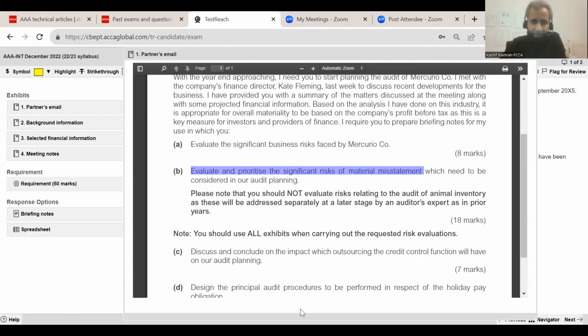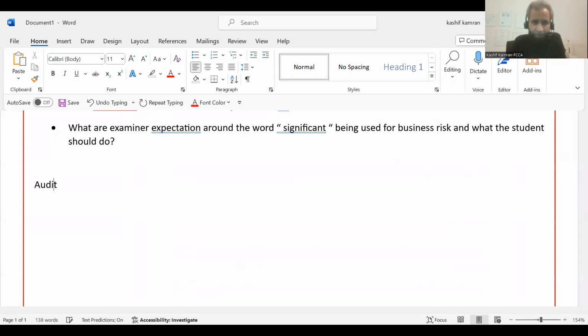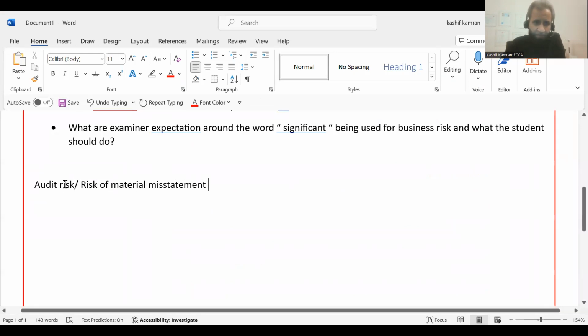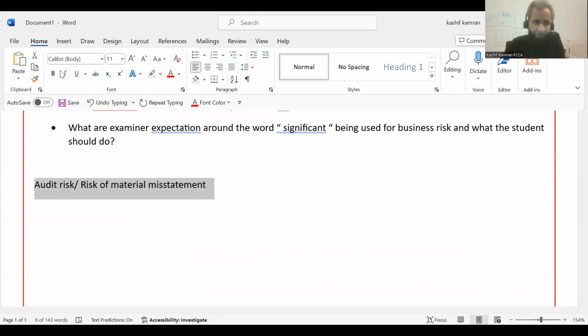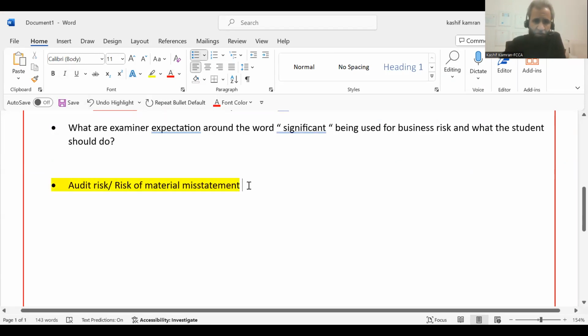So Control C, and we take this to the Word file back again. And this is the third change we're looking for, which is the change around audit risk and risk of material misstatement. It's for both, even though we're doing a question from the December 22 paper, but this change is affecting both the audit risk and risk of material misstatement. And you should be familiar with this from the exam perspective. So this is the third change coming in.